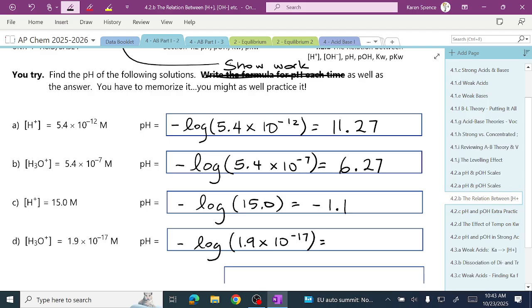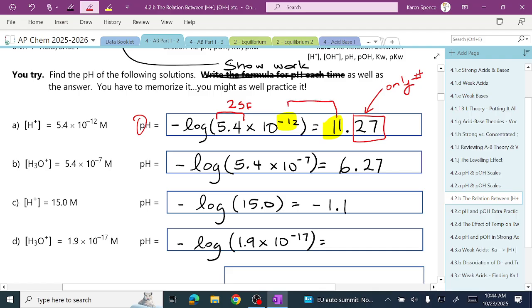How do the sig figs work? Okay, so here we have two sig figs, yes? And in the p-value, only numbers after the decimal are significant. And that's because this 11 here relates to this power of 10 here.